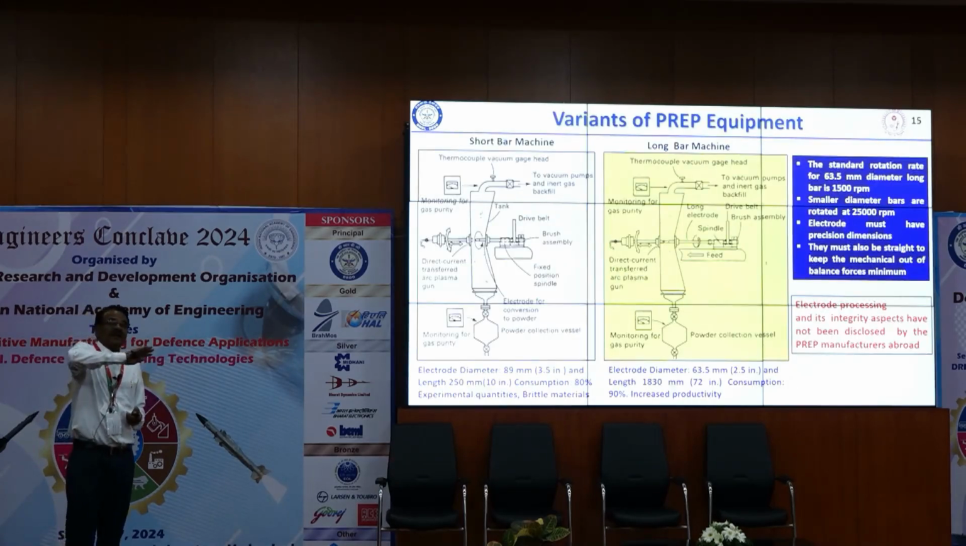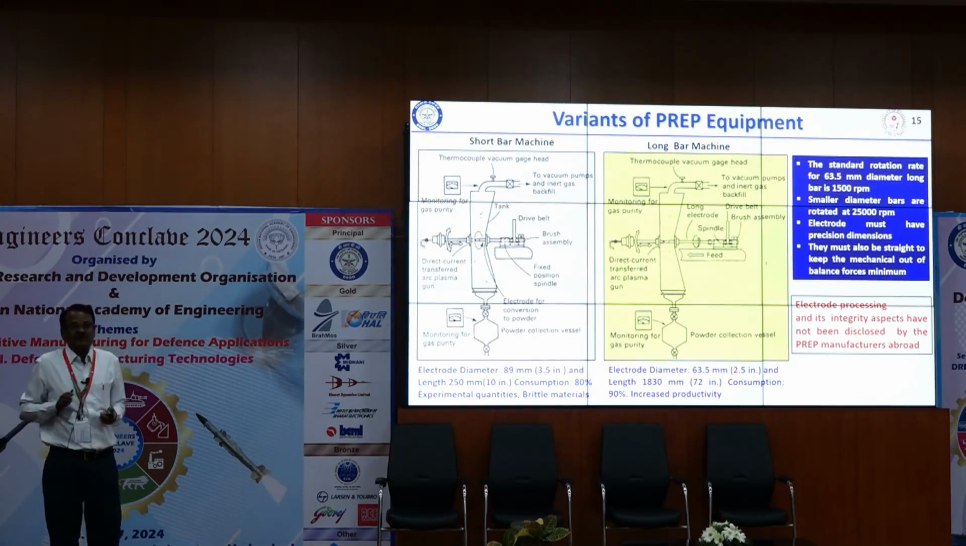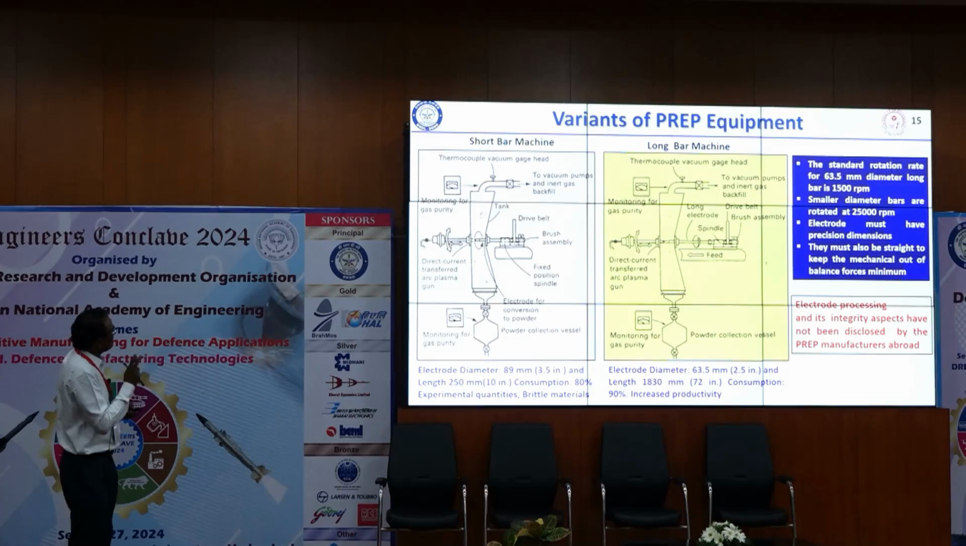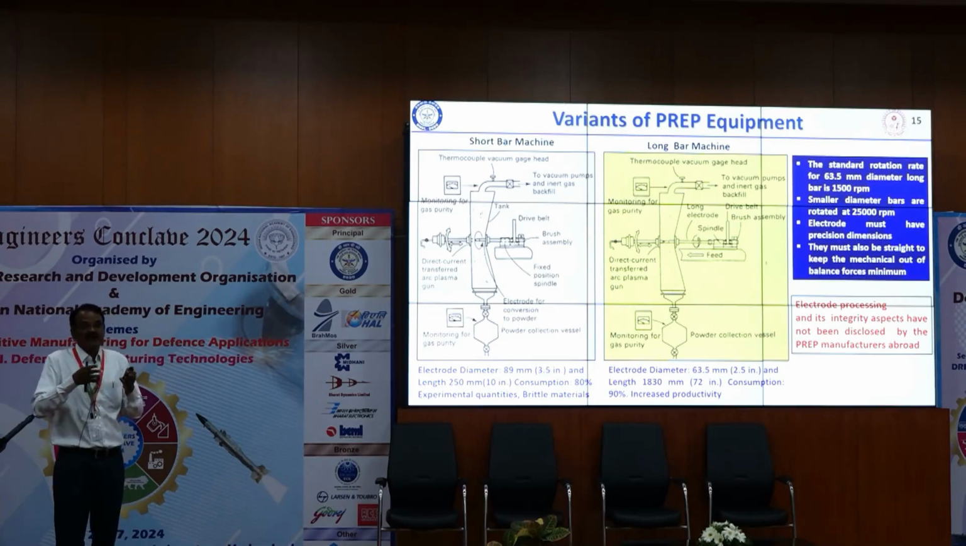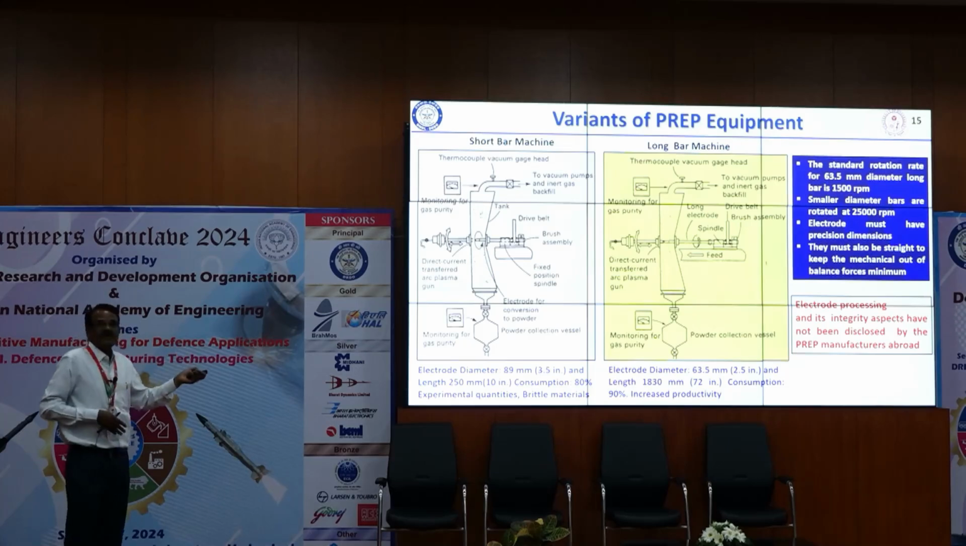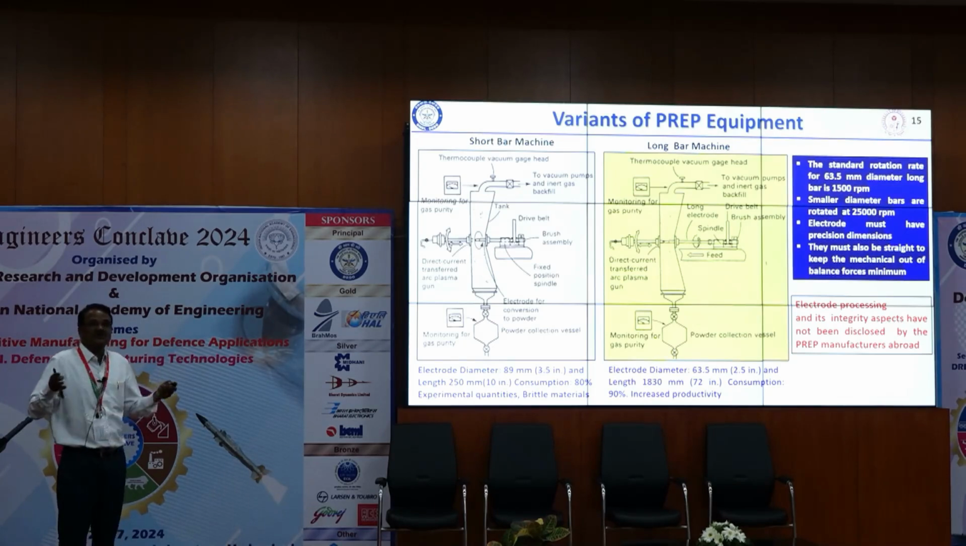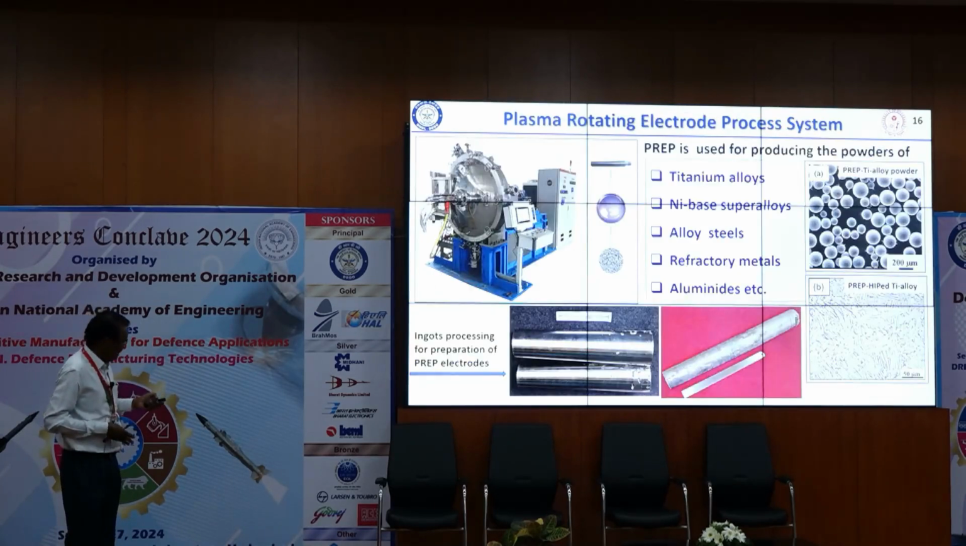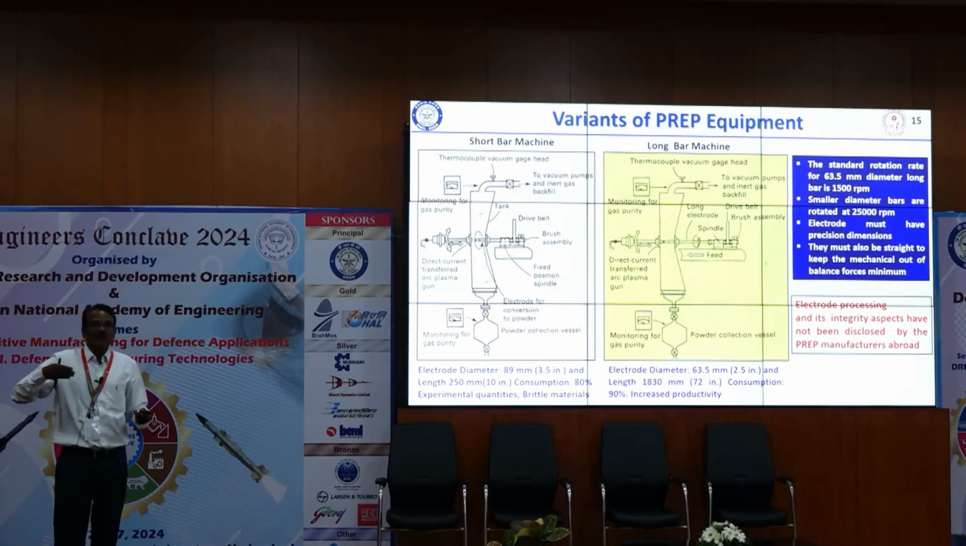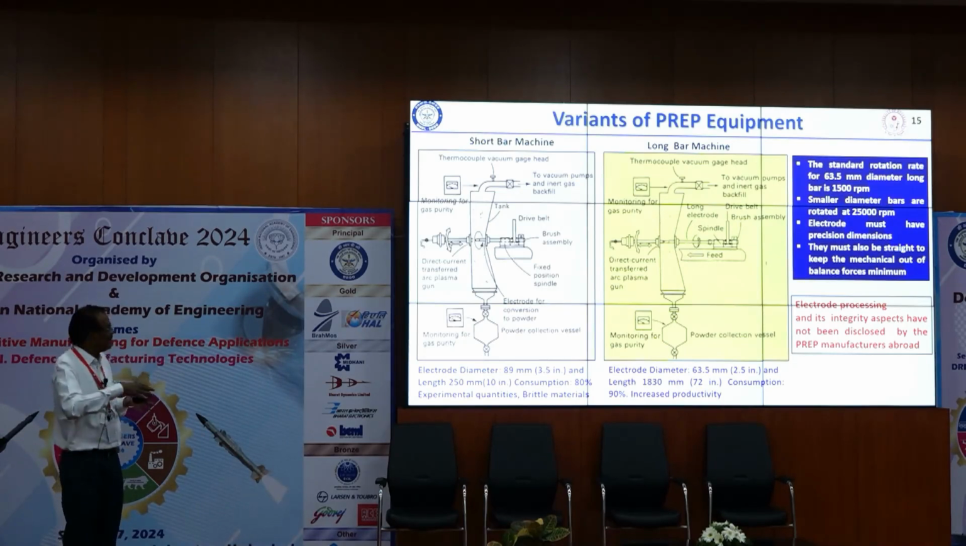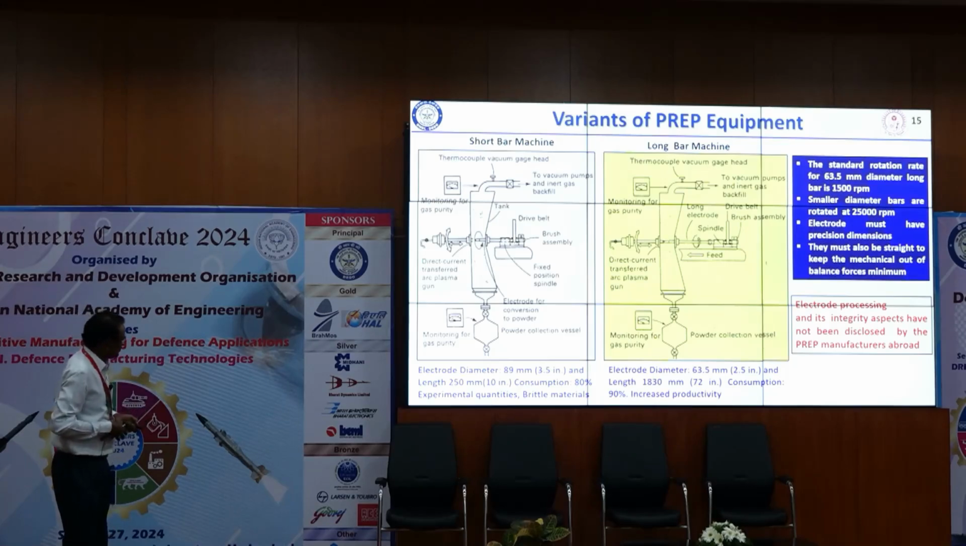In the plasma rotating electrode process, varieties are there. But basically one is the short bar technique, where we can use something like 3.5 inch diameter by 10 inch length for experimental quantities production of powders. But when we want to scale up to large quantities, we can go for the long bar method, where the electrode can move back and forth and at a time up to 2000 millimeter length rods, electrodes can be loaded, okay, and large quantities can be produced.